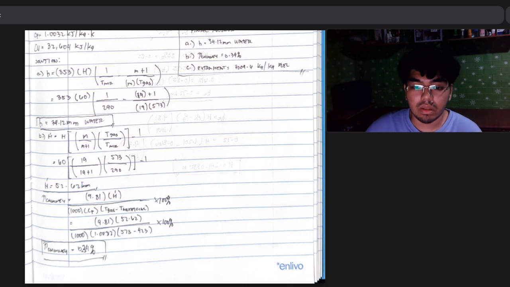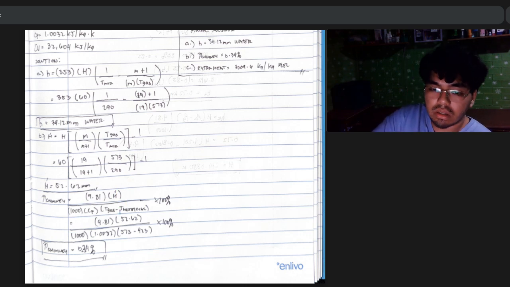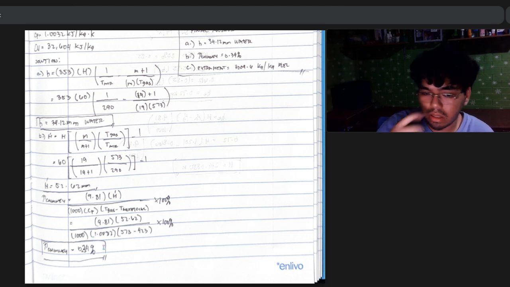Yes, correct. Then after that, get the efficiency, which is 9.81 times H apostrophe over 1000 times Cp times T gas minus T artificial, times 100%, since it is efficiency. So substitute. We will have a final answer for the efficiency, which is equivalent to 0.34%.